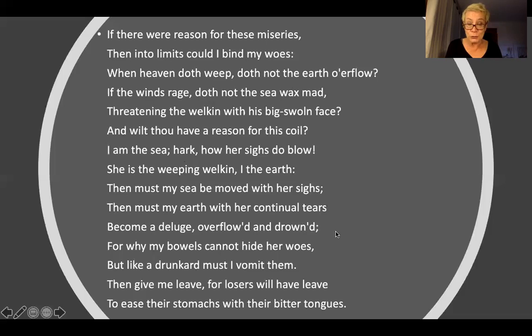And you can carry this on into enjambment, for why my bowels cannot hide her woes, but like a drunkard must I vomit them. So, very, very interesting in the way the thought is carried through, when the thought is contained in just one line, or when the thought carries over several lines. And the fact that there is just one thought really from here all the way down to here, except there are lots of sub-thoughts within that. So as you work on your speech, do that sort of homework. Try to work out the logical progression. Certainly look at the antitheses.